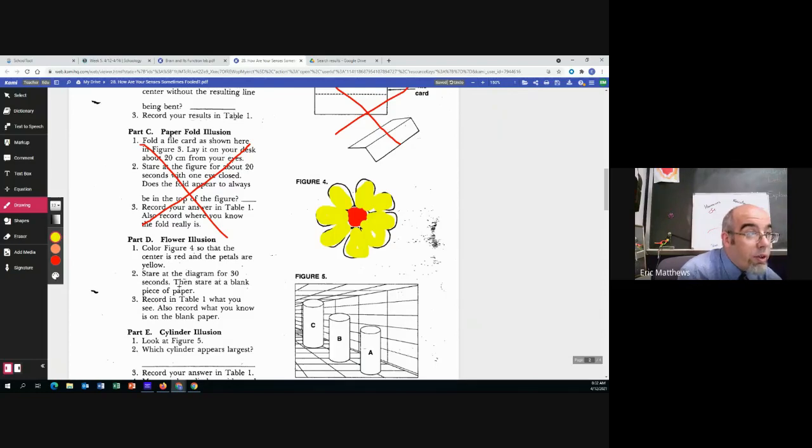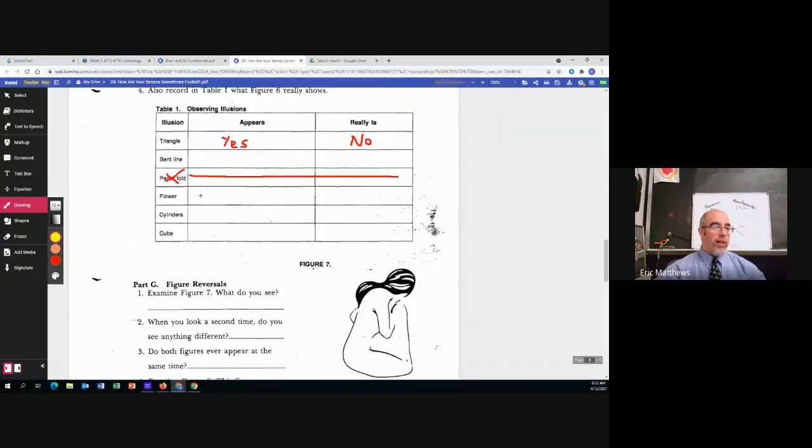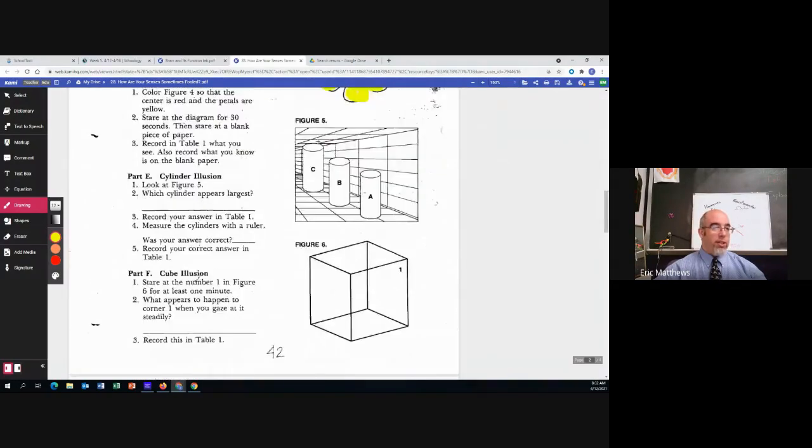I'm not going to stare at it for 30 seconds, but stare at it, just keep your eyes right on it, and then look at a plain white surface and see, do you see an after image? Do you get some other image of that flower on that other surface? Record that here. The cylinders.